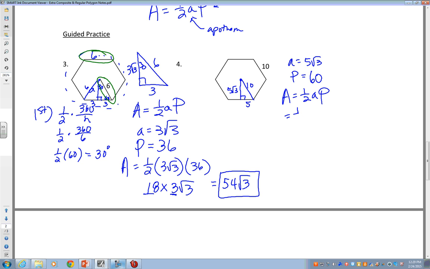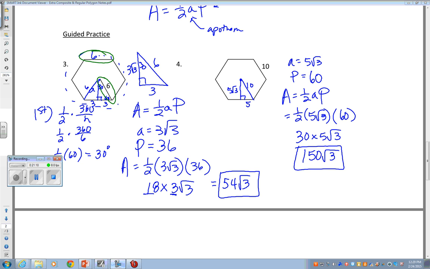So I'm just going to say 1/2. My apothem is the 5 root 3 times my perimeter, which is the 60. So I can take half of the 60, right? What's half of the 60? So now I'm saying 30 times that 5 root 3. Yeah, 150 radical 3, and that's my area. That's it. Okay? All right. We're stopping right there.